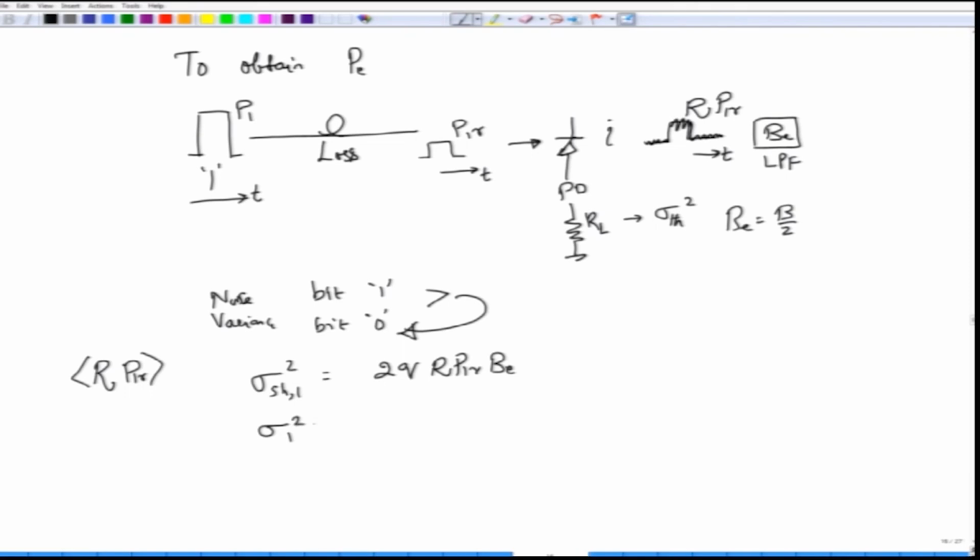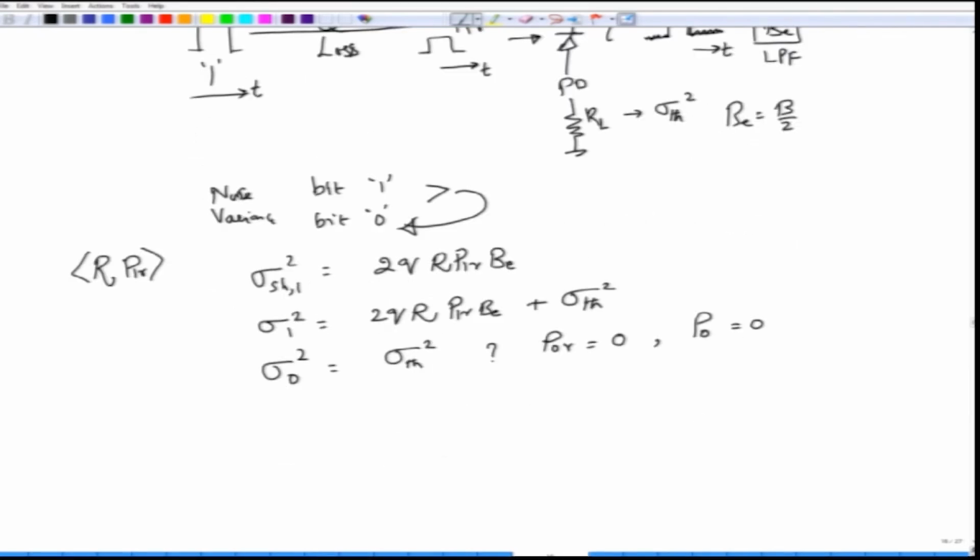The total noise when you have transmitted 1 is actually given by 2qR P1R B_e, which is the shot noise component, plus there is a thermal noise component. However, when you have transmitted bit 0, the only noise that you are going to get is thermal noise. Why? Because we have assumed that the received power when a bit 0 is transmitted is equal to 0. That is because we assumed that the transmit power when you are transmitting bit 0 is equal to 0. This was the transmit power; we had assumed that P0 is equal to 0.